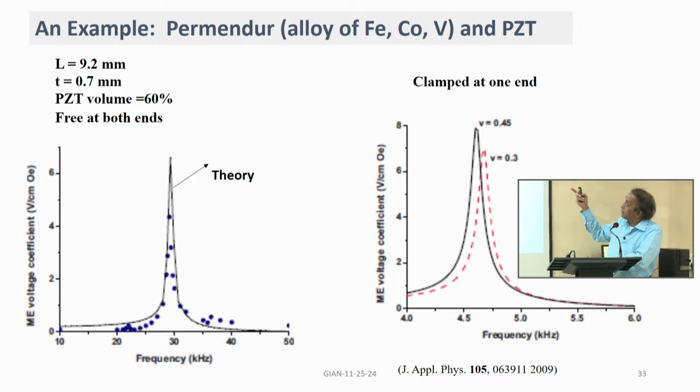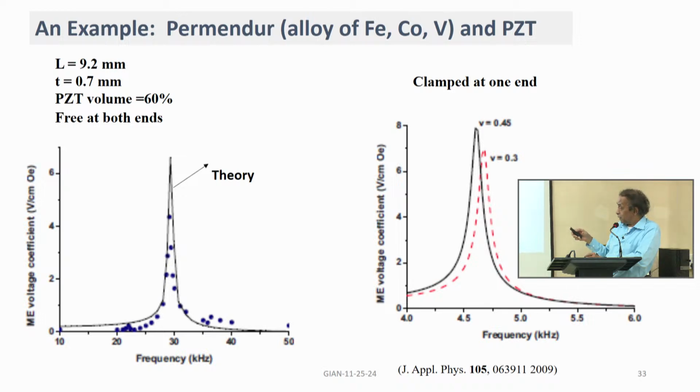This one is clamped at, okay, I am sorry, this is a bilayer of permanent and PZT. It is not a trilayer. The resonance that you see there is from bending, and here there is another bilayer of a different length. It is clamped at one end. So, the bending frequency is much lower.